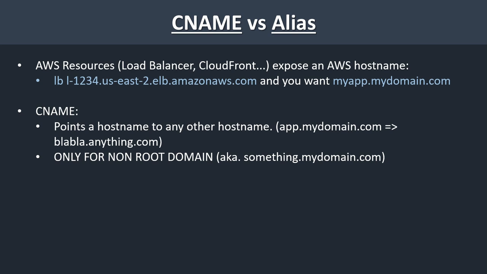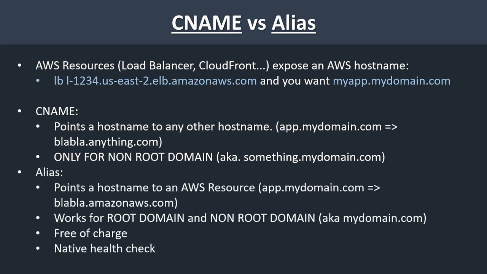On the other hand, you have alias records, and these are specific to Route 53, but they allow you to point a host name to a specific AWS resource. So app.mydomain.com is pointing to blah blah.amazonaws.com, and these resources we'll see in a second where they are. But this alias record works for both root domains and non-root domains. So you can have mydomain.com pointing as an alias to an alias resource, which is very good. This is something that the exam may test you on, and we'll see this in the hands-on.